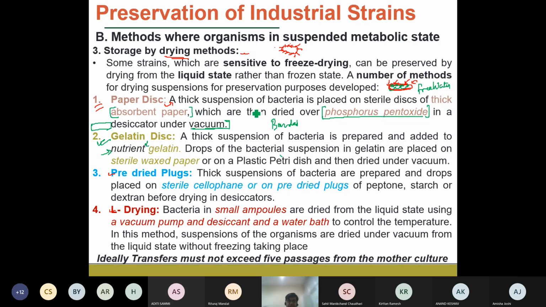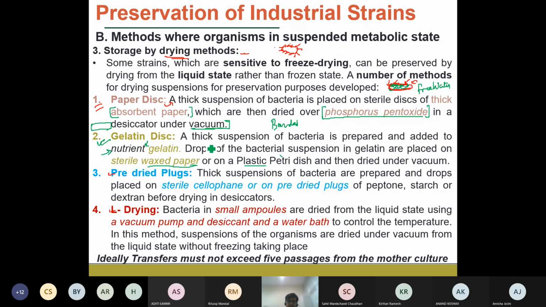of the cells. So in this case, when we are placing a thick suspension of the bacteria on the paper, we are removing the water, but there are some media components that cannot be removed by vacuum, right? So they are present along the surrounding of the paper. That makes it suitable for the cells to keep themselves viable. So in this modified gelatin disc method, we add some sort of nutrient gelatin, and the drops of the bacterial suspension in the gelatin are placed on a sterile waxed paper or on a plastic petri dish, and then they are vacuumed.